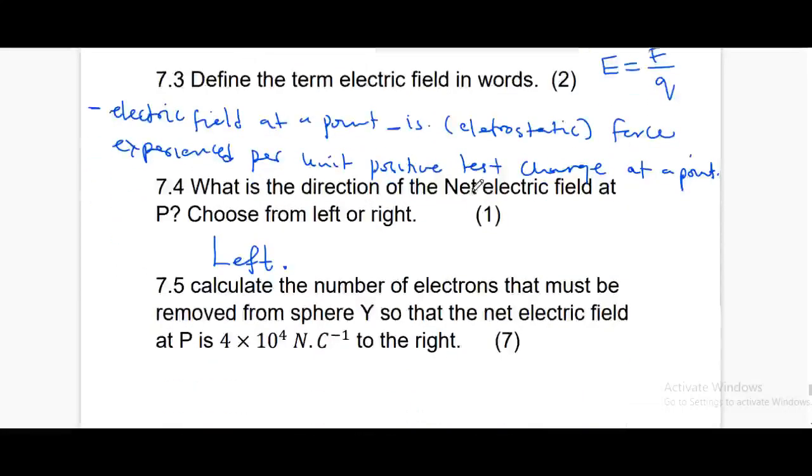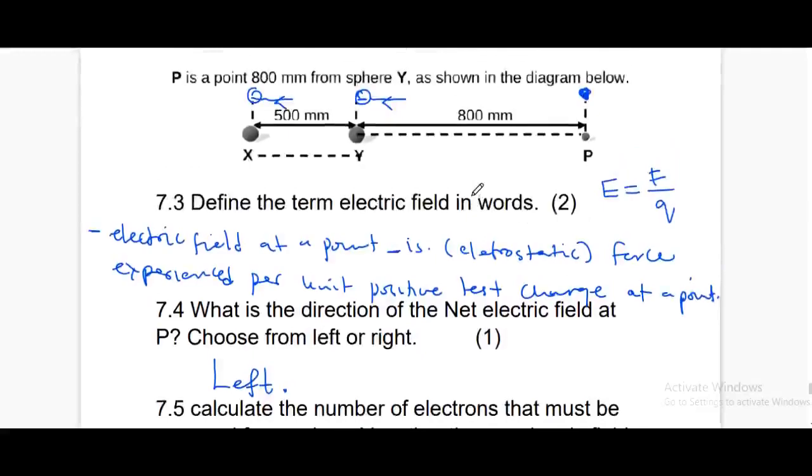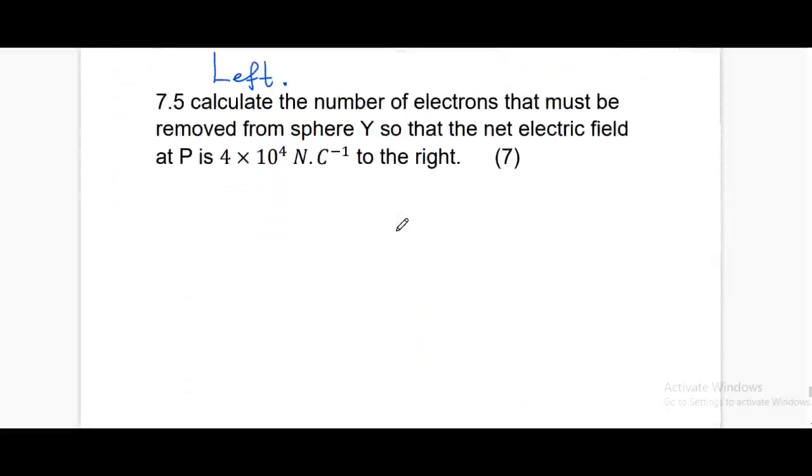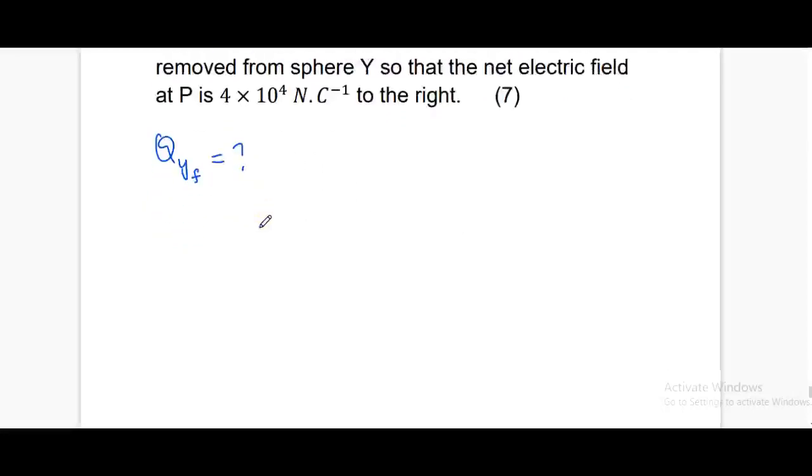Now electrons will be removed, so we want to know what is the final charge of Y that will give that electric field. So this is going to be like this, right? Now we have a negative here, here we're going to have a positive, then here this is P.